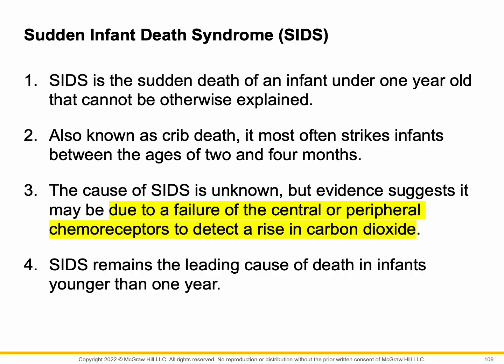Sudden infant death syndrome, SIDS, sometimes called cot death, is the sudden and unexpected death of an apparently healthy infant under 1 year of age, typically during sleep. It remains the leading cause of death in infants between 1 month and 1 year, and usually it occurs without warning or discernible symptoms. The cause of SIDS is unknown, but evidence suggests that it may be due to a failure of the central or peripheral chemoreceptors to detect a rise in carbon dioxide levels.